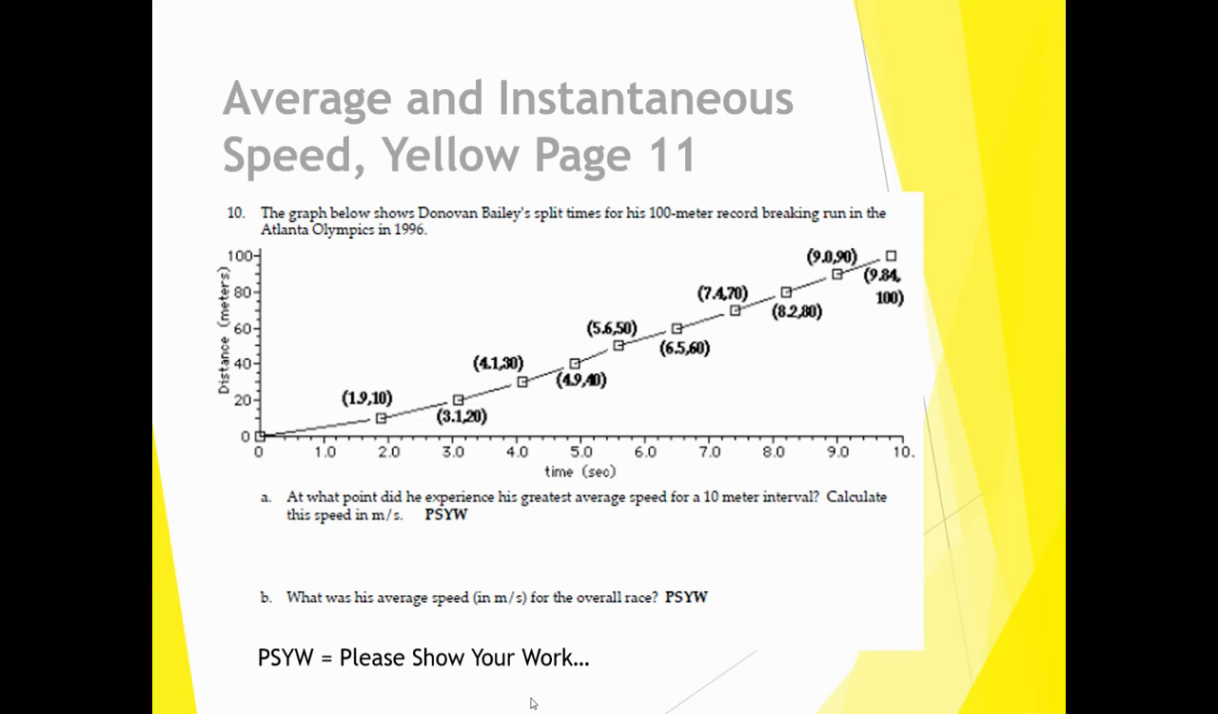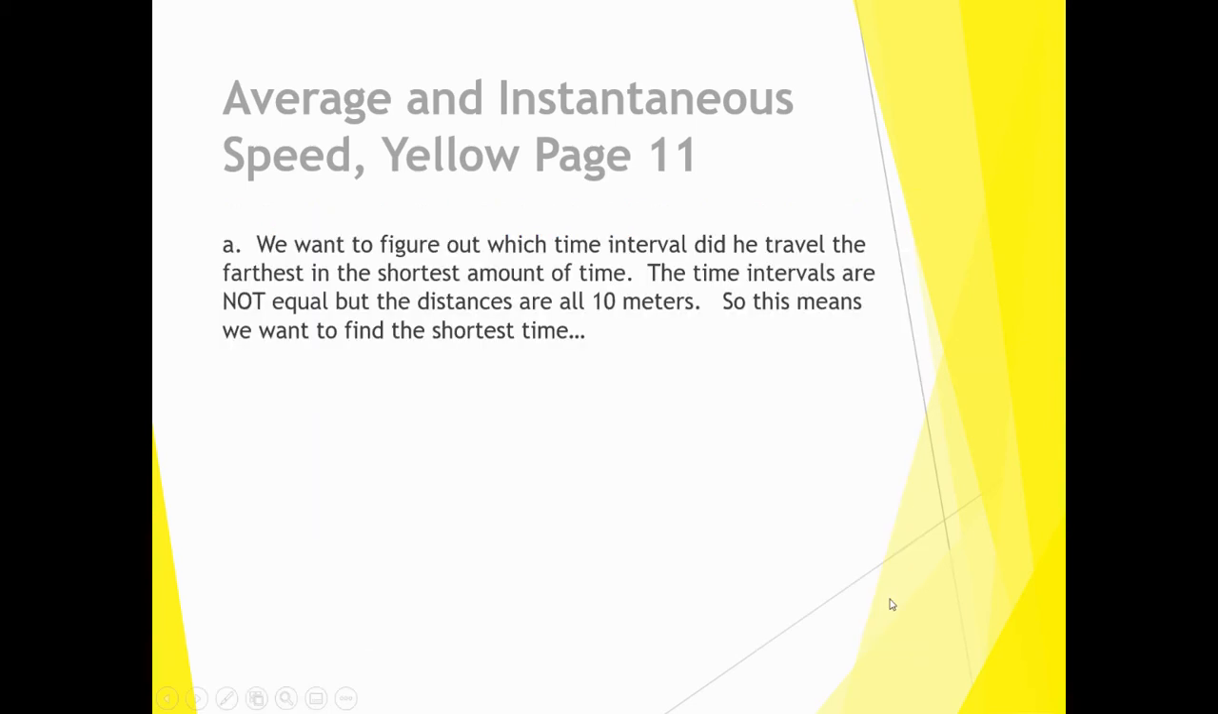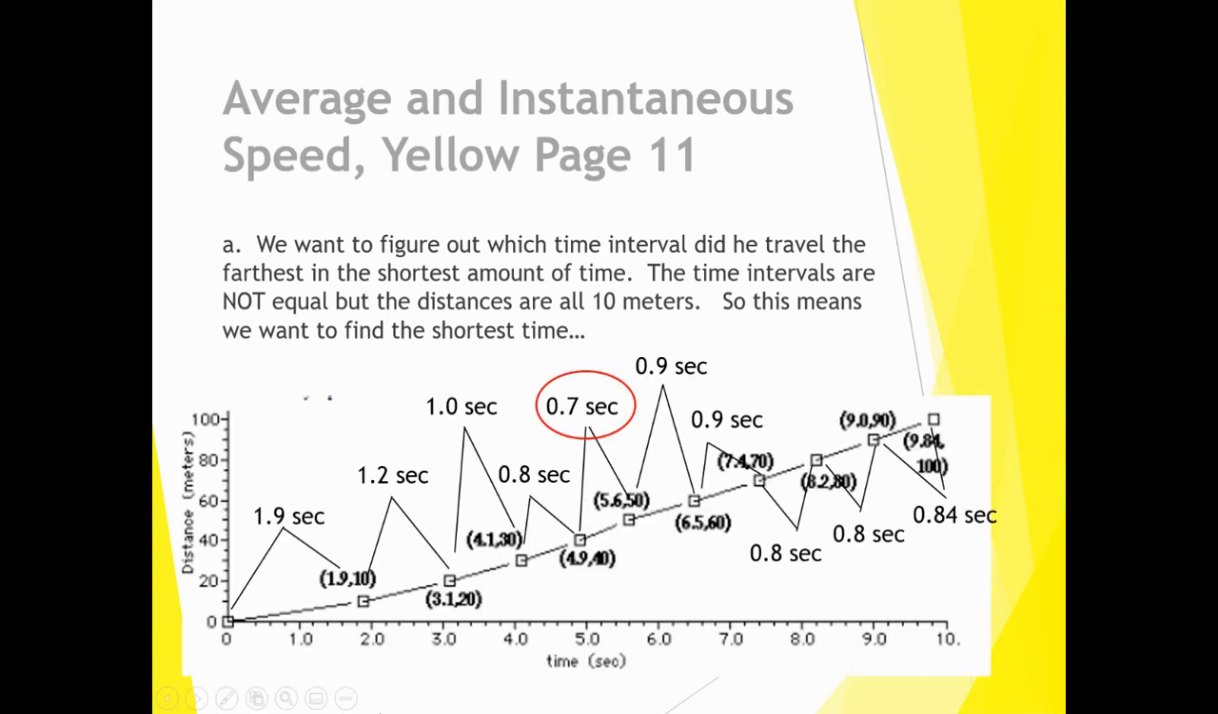So I'm going to show you what I did for this. For each time interval, I took a look at the shortest amount of time it took him to travel those 10 meters. I know this is not necessarily the easiest to see, but hopefully it will make sense as we go through it. So here, it took him 1.9 seconds to travel those 10 meters. And then in this next time interval, it took him 1.2 seconds, and I got that by taking 3.1 and subtracting 1.9.